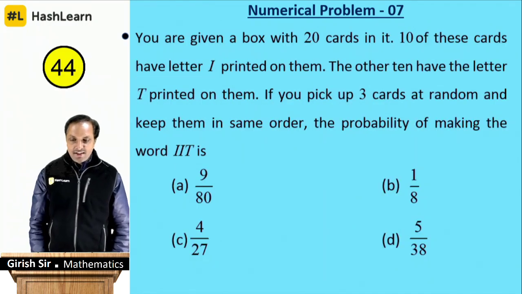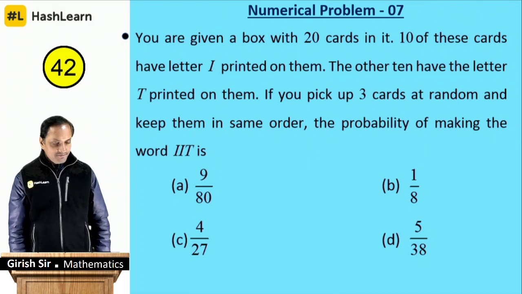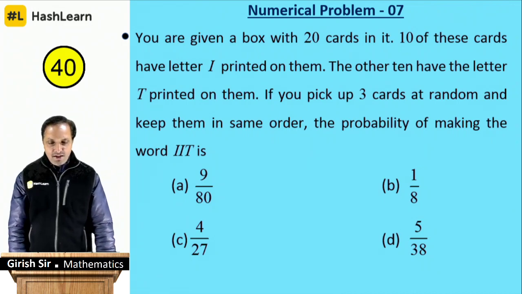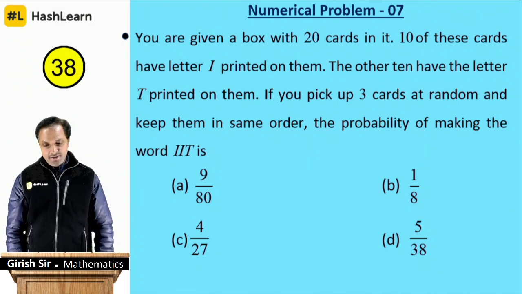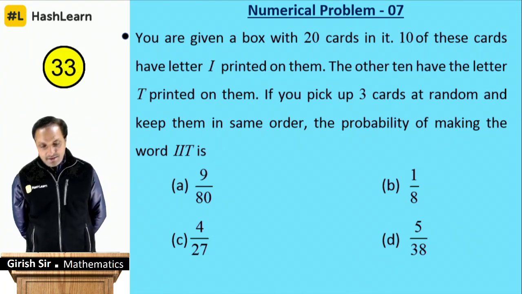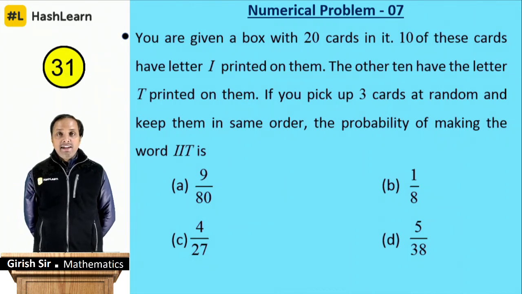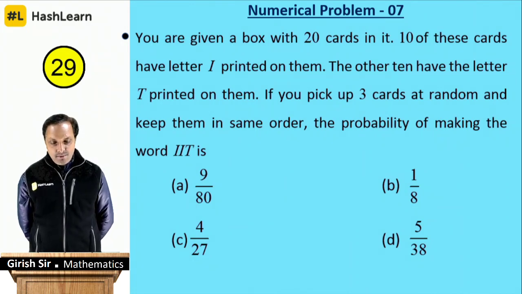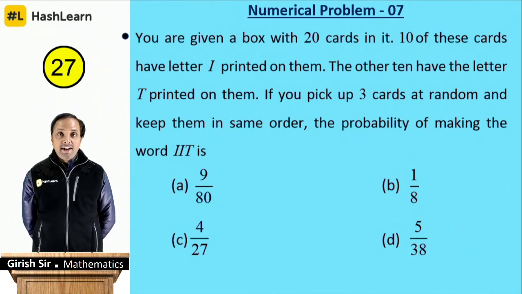Next one is here, numerical number 7, and let us see how many of them are going to give the right choice. IIT. I is the first letter, second letter is also I, and the third one is not I, it is T.